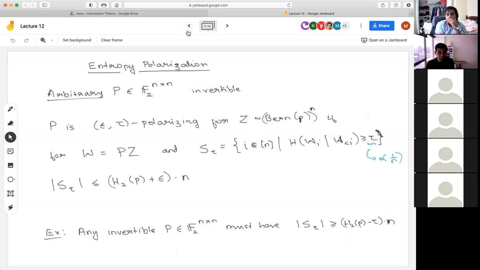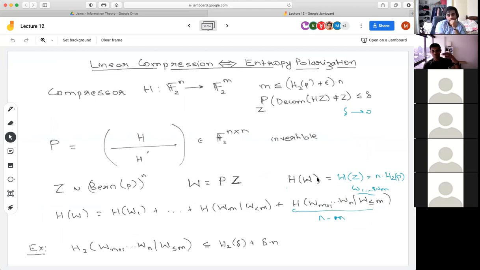Okay, so intuitively, it should look like this. There will be a bunch of coordinates which will have a lot of entropy. Because we have about H2 of P plus epsilon times n coordinates, and almost all the entropy is contained here, each of these terms must be relatively close to 1. So the first few coordinates in this setup must have entropy very close to 1, and the last few coordinates will have entropy very close to 0.